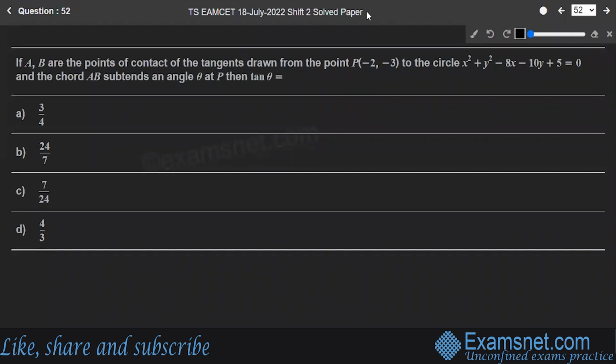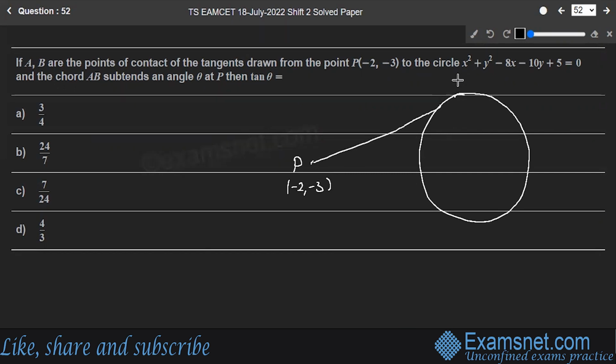Question number 52, it says if A and B are the points of contact of the tangents which are drawn from this point to this circle, chord AB subtends an angle theta at P, then tan theta is equal to. Let's make the figure. If this is the circle, let this be the external point P with the coordinates minus 2, comma minus 3. So this is the tangent here at A and this is another tangent at B. Right? And theta is the angle between these two tangents.